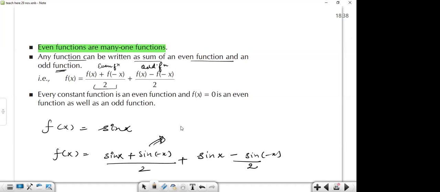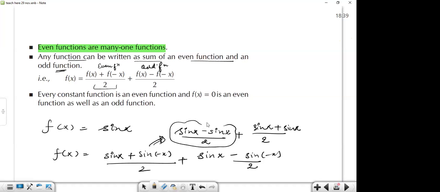If we solve this further, sine of x plus sine of minus x is what? Sine of minus x is minus of sine x only, so this is 0 divided by 2. Plus, sine of x minus sine of minus x, now minus minus will become plus, so it is sine of x. So basically this is 0, which is an even function. f of x equals 0 is an even function. And this is basically sine of x only, which is an odd function.